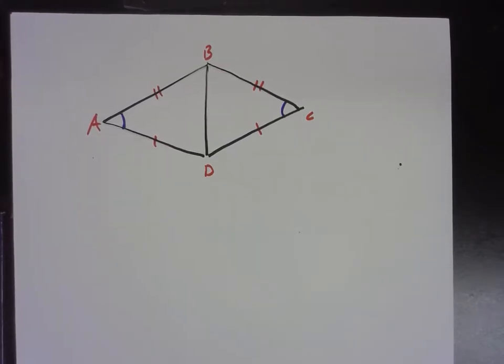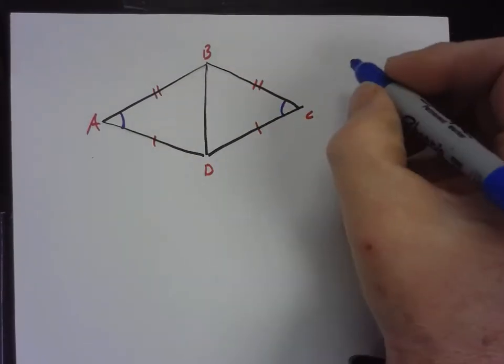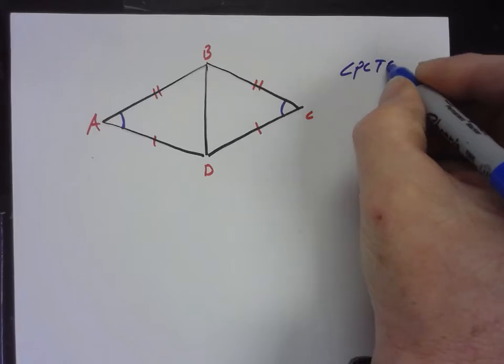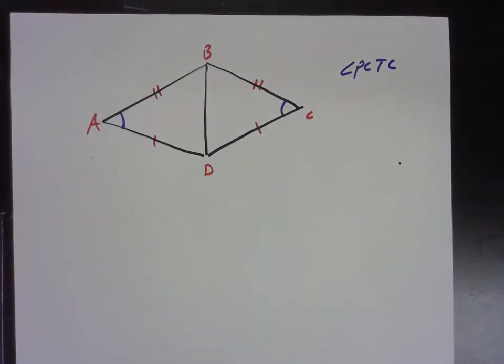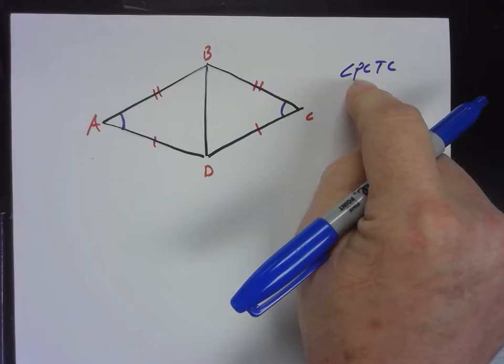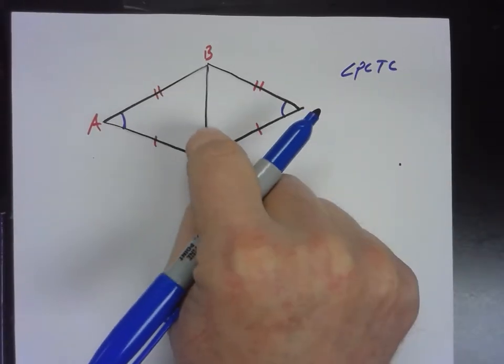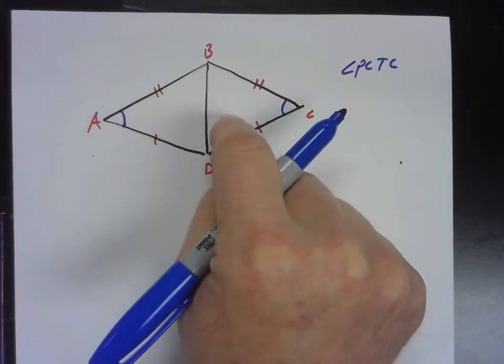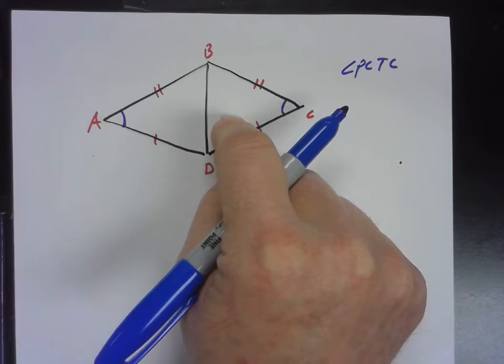Now there's really only one way to do this. Do you remember what it is? There you go. That one, right? But before we can use corresponding parts of congruent triangles are congruent, what do we have to show? The two triangles are actually congruent, right? Well, are they? How do you know?